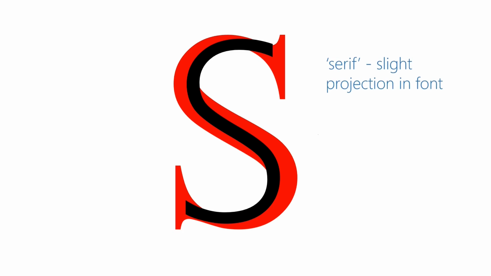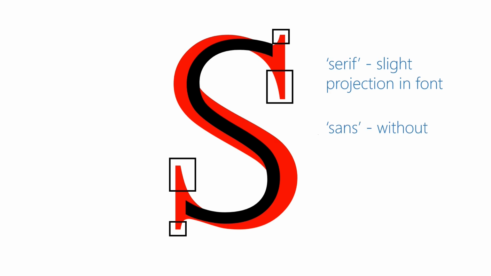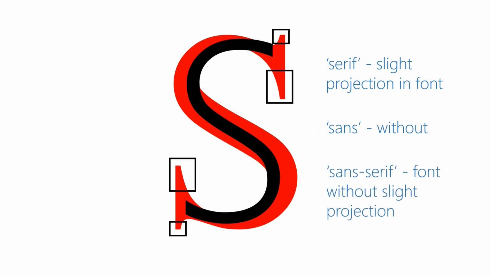The meaning for the word serif is that there is a slight projection in the font's edges. The literal meaning of the word sans is without. So when we say sans serif, it means fonts without slight projections.